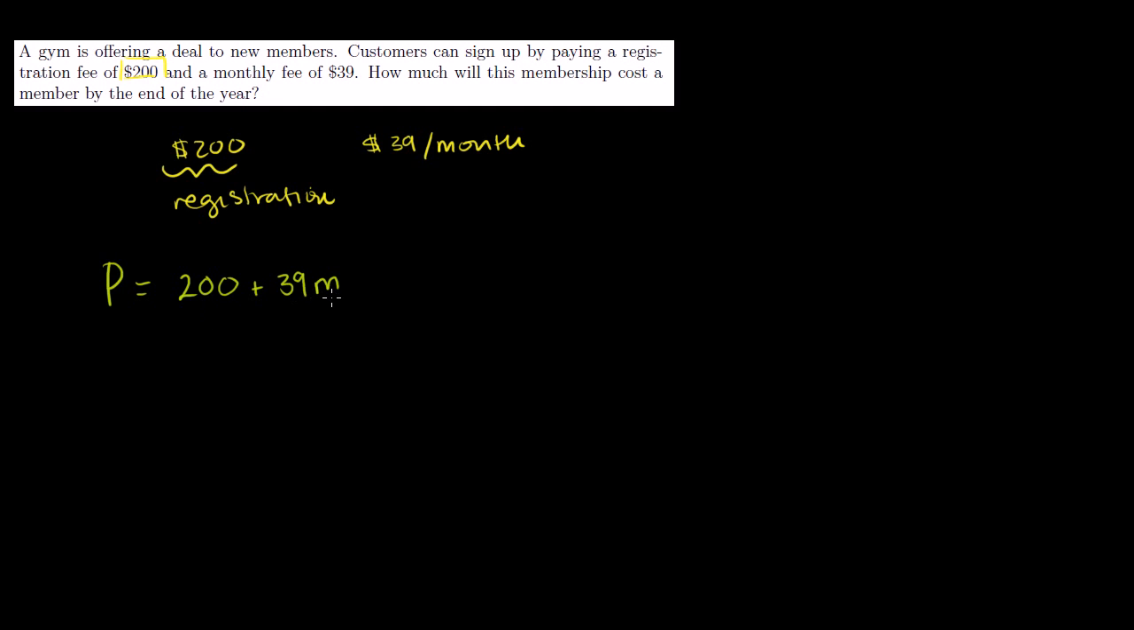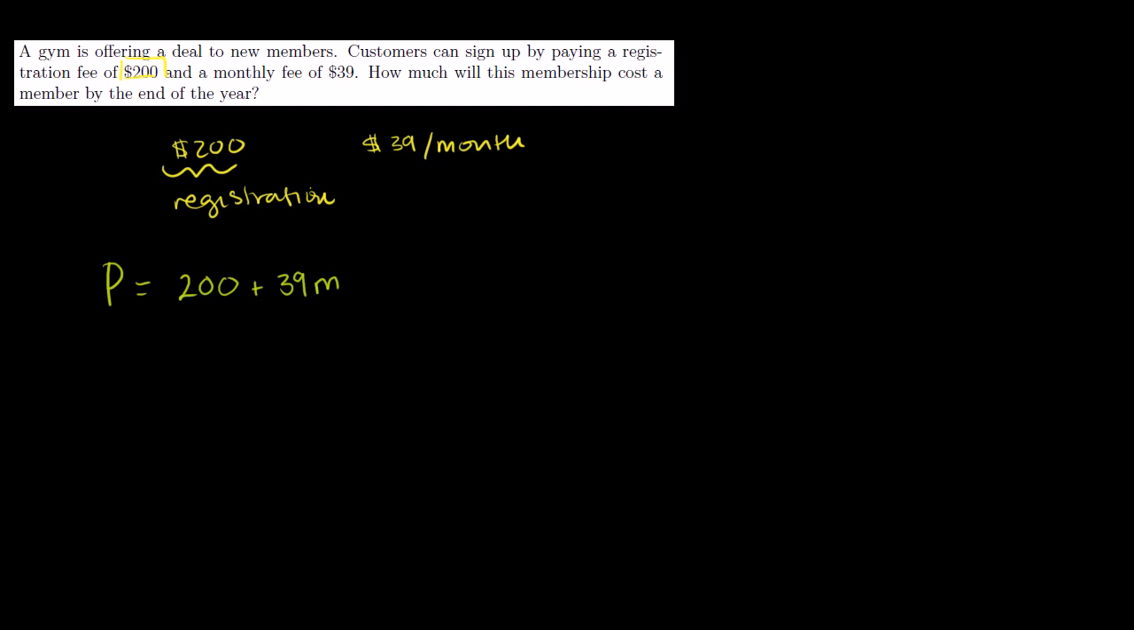Notice, if we stay there 1 month, we'll have to pay 1 month times $39, and we would have already paid the $200 registration fee. So it'll be $239. If we stay 2 months, we pay the $200 registration fee, and then we pay 39 times 2 months, which is 78. So it'd be $278.